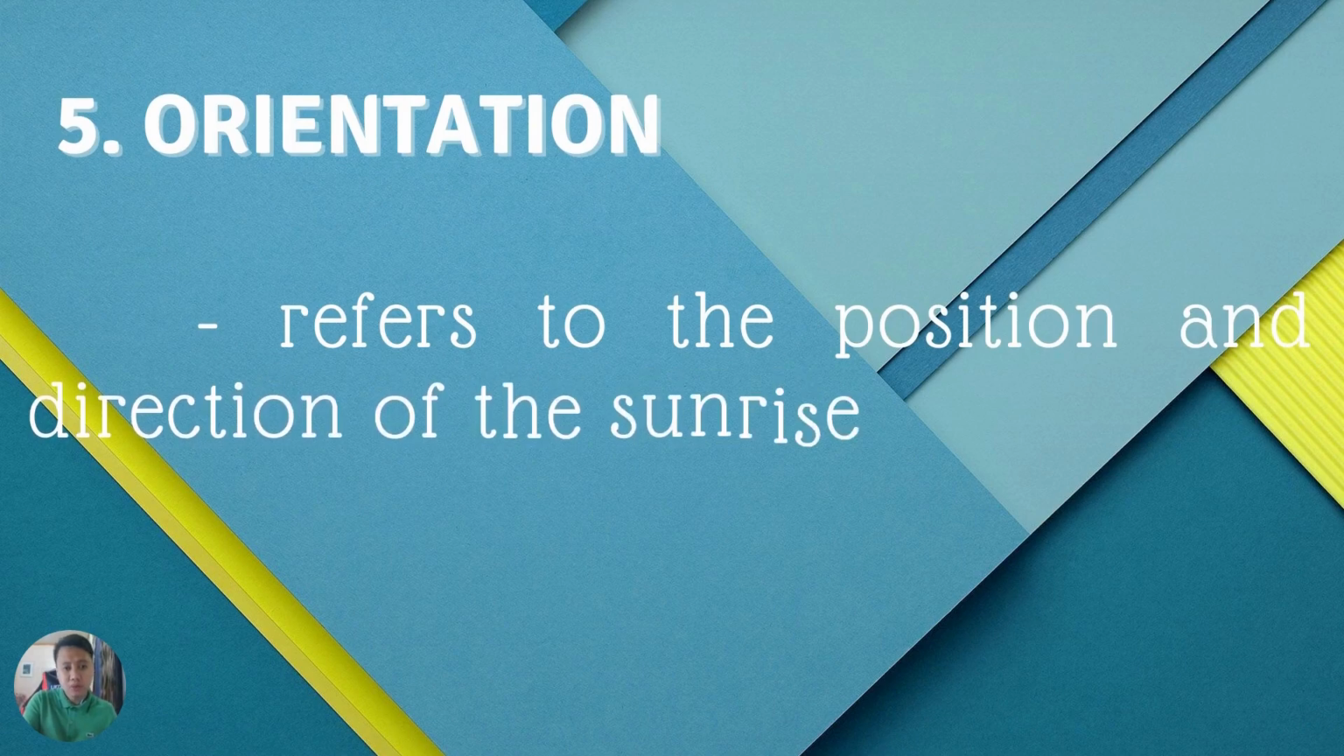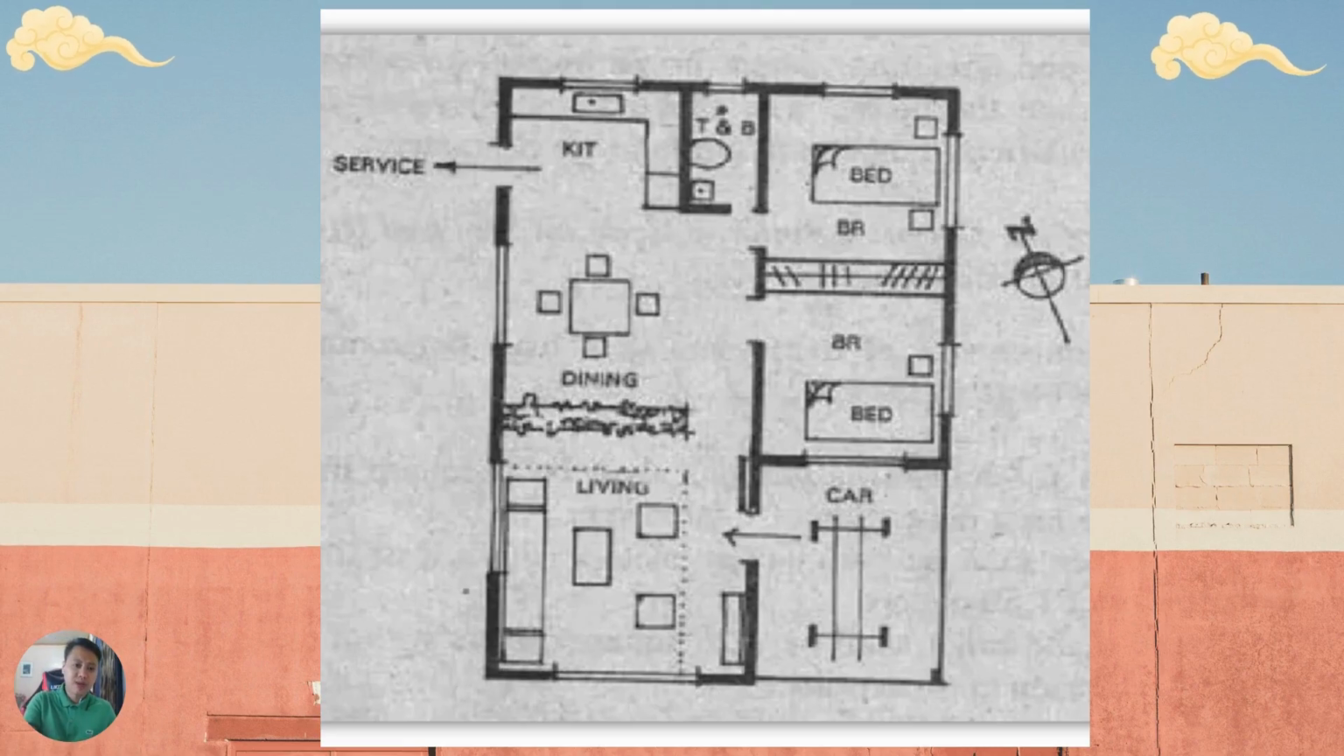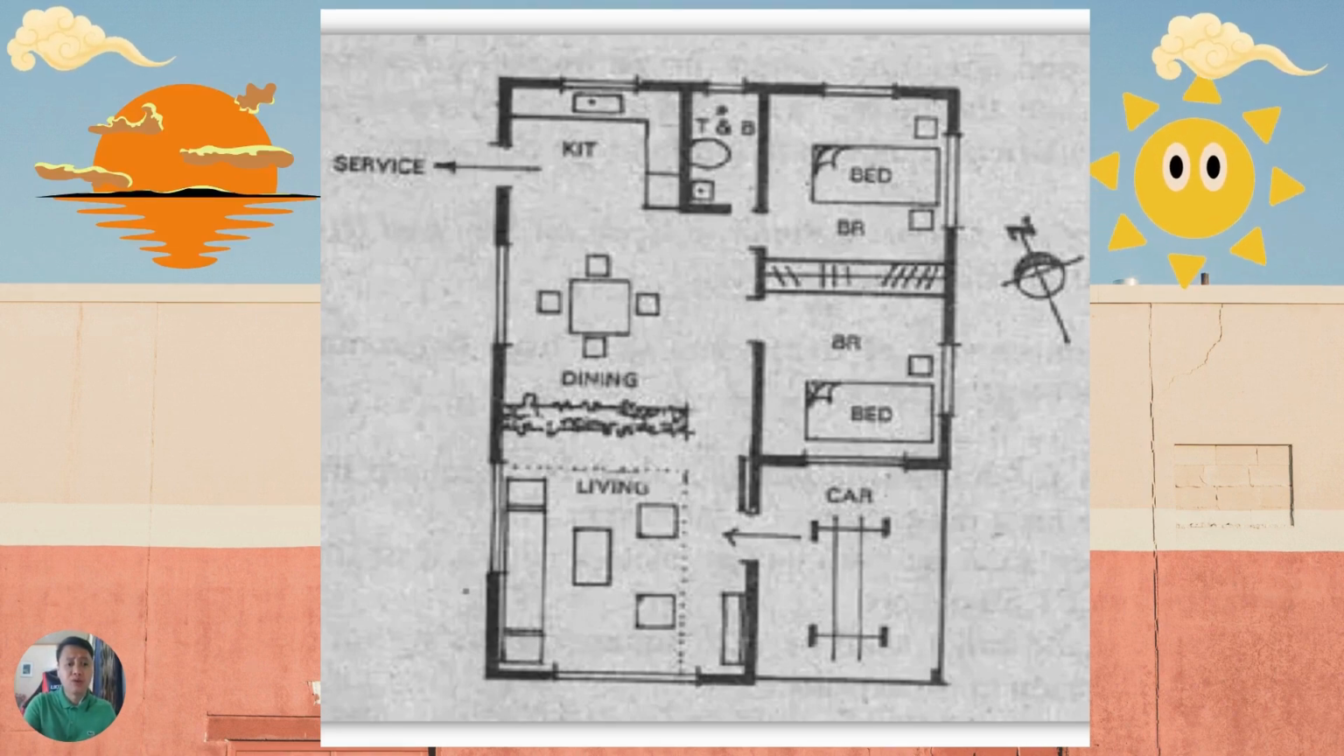Orientation refers to the position and direction of the sunrise and sunset. Actually, hindi naman talaga sumisikat o lumulubog ang araw because the sun stays in its position at the center of our solar system. But the sun appears to rise and set because of Earth's rotation on its axis, di ba?